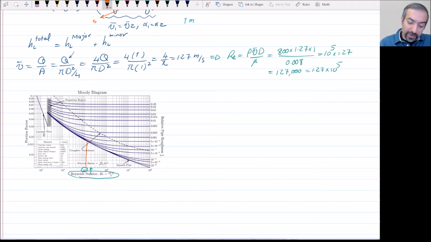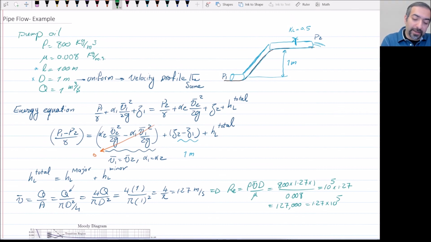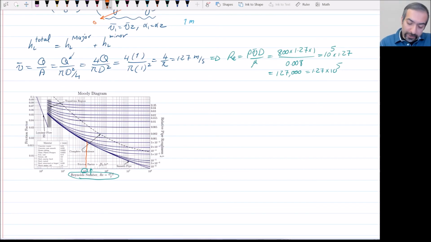Now, usually the statement of the problem has to tell you if it's a smooth pipe or a rough pipe. So let's assume that it's a smooth pipe, and I'm going to add it here. So it's a smooth pipe. Therefore, this is the line for a smooth pipe, and let's see roughly what the number is. Well, this looks to be 0.017.